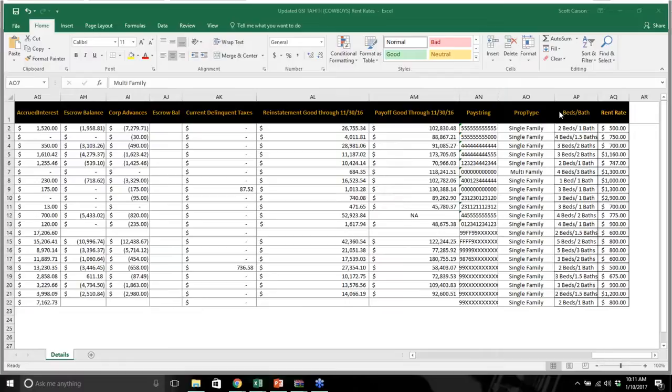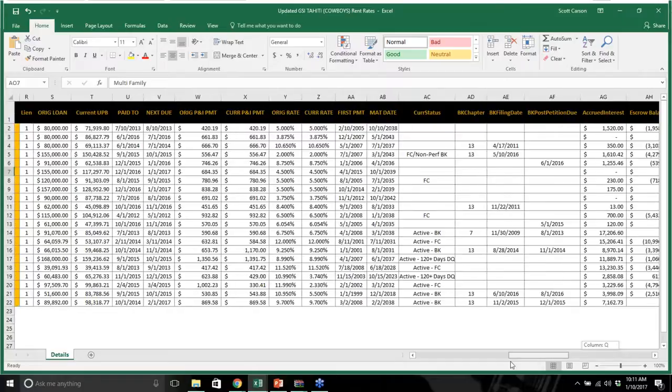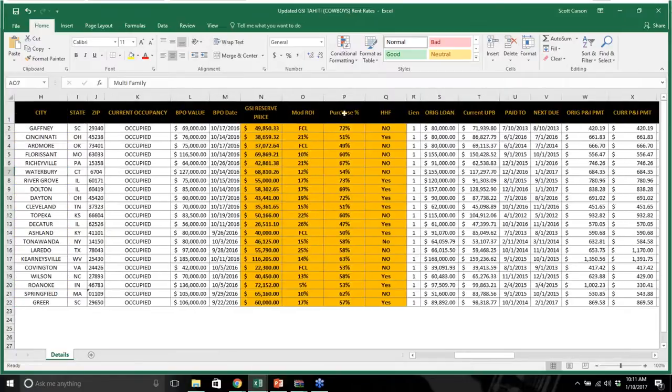But there's things I've added. Like we added the last two columns, and we added these columns over here in the middle here. Mod ROI, purchase percentage, and if there's Hardest Hit Funds available. Okay. Any questions before we dive into going through the PowerPoint, which I've got the photos and the breakdown of where they're at on these assets? Any questions? Oops, got a question pop up, okay?